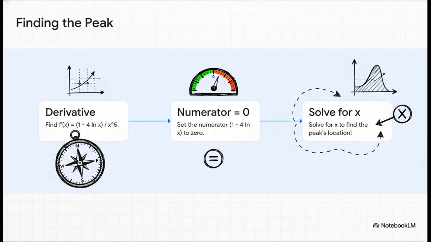Step 2, to find that flat peak where our speedometer reads 0, we just set the top part, the numerator of that fraction, to 0. So 1 minus 4 natural log of x equals 0. And step 3, we just solve for x. By doing that, our derivative compass leads us straight to the exact coordinates of the flat peak of this scary-looking function. Just like that, you conquered a calculus exam question.